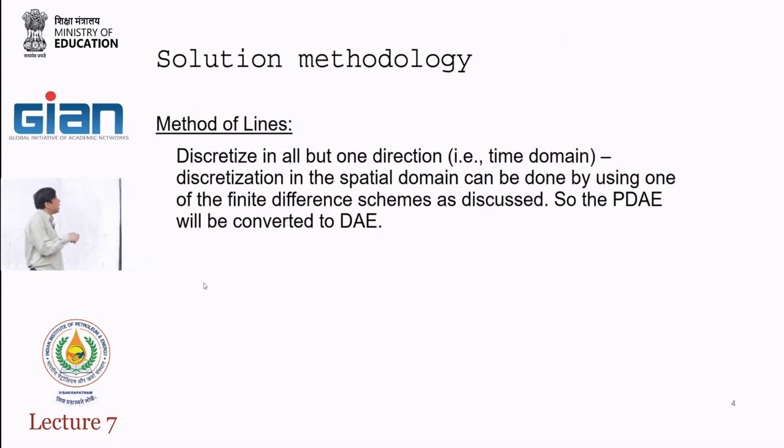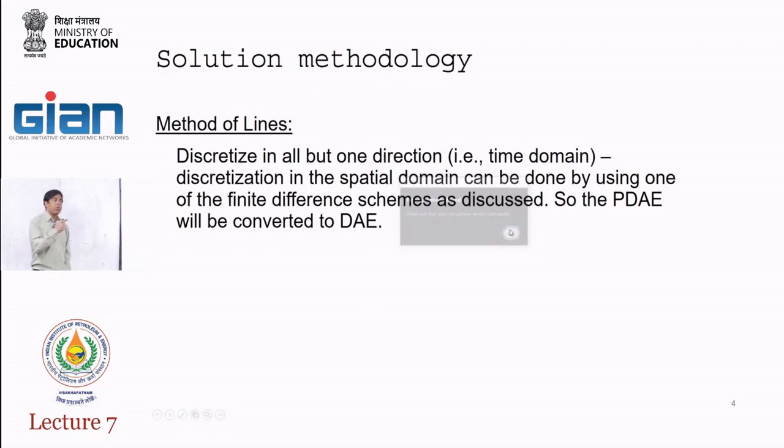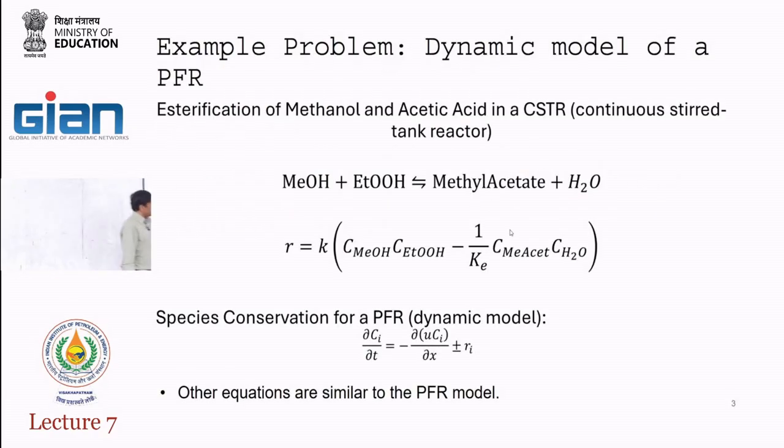In the method of lines, we discretize in all but one direction. So we never discretize the time domain, but we discretize the spatial domain. Remember yesterday's class, I was talking about finite difference schemes, backward, forward and central difference. So what you really do is take this and apply one of the forward, backward or central difference schemes.